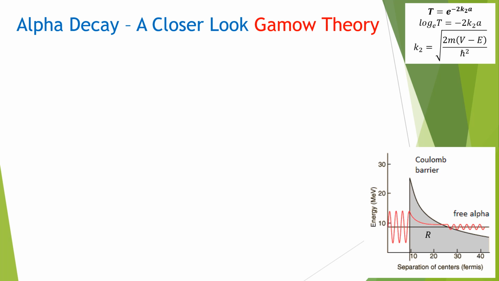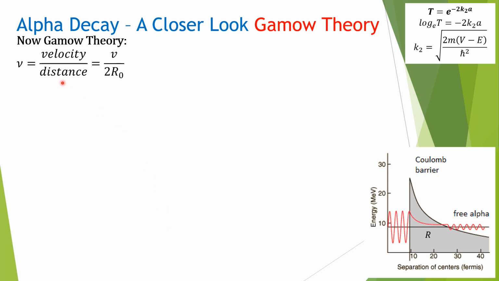Now if we suppose that at any moment only one alpha particle exists inside the nucleus according to the presumptions of Gamow theory, and that it moves back and forth along the nuclear diameter twice r0, then the collision frequency nu we can write as velocity upon distance, and velocity I am representing by v, while the distance is the diameter, that is twice r0.